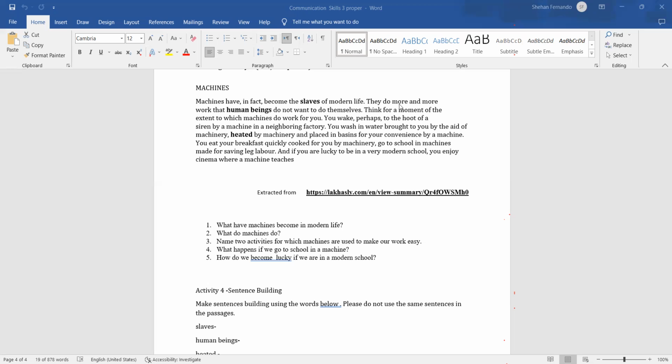Number 3. Name 2 activities for which machines are used to make our work easy. Vikrama, Ratna, Charit, very good. Charit, your answer is wrong. What do machines do? They do work that human beings do not want to do themselves. So you have to have a full answer, Charit. Right. The next question is name 2 activities that are done by the machines.